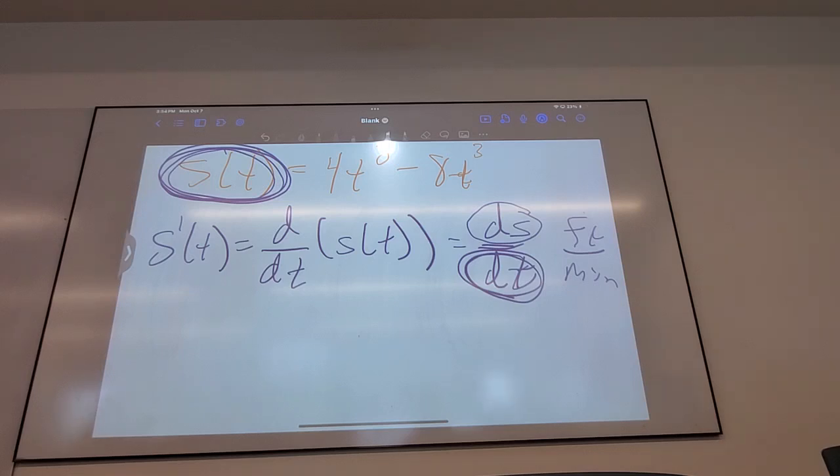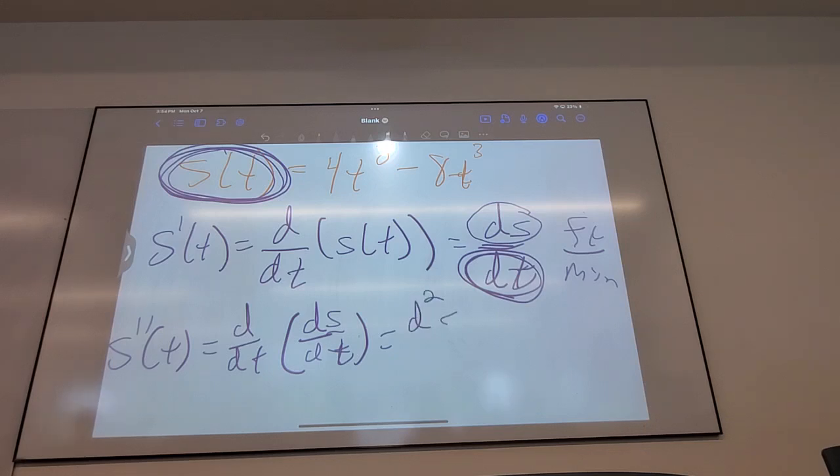Now let's do one more step. What if I want to do the second derivative? That would be d by dt of ds dt. That would be the derivative of the derivative. Is that cool? Or understood? You guys might not want to go that far. And the way this looks, it's got d squared s dt squared.